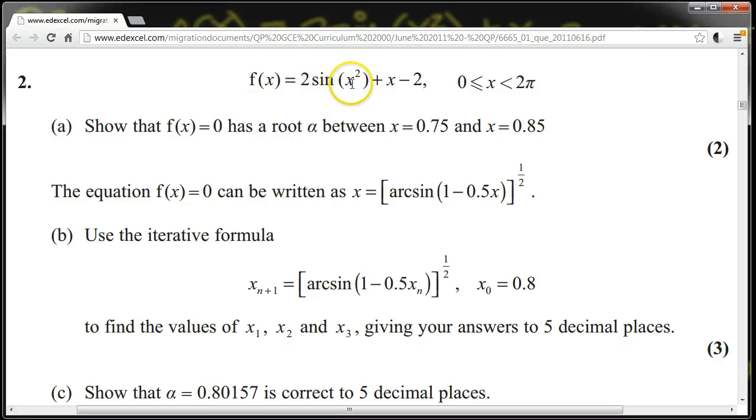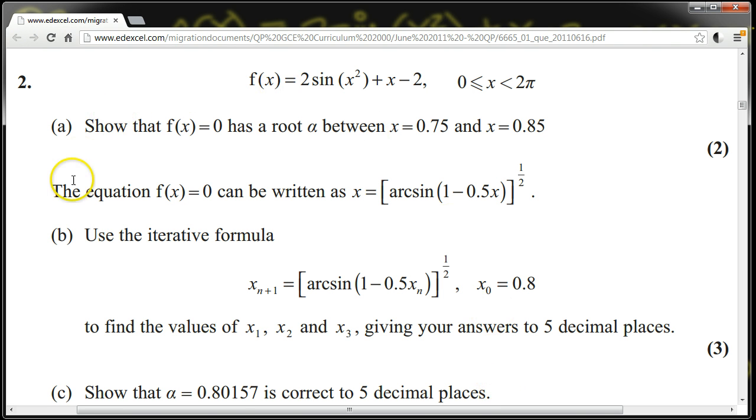f of x equals 2 sine of x squared plus x minus 2 for x between 0 and 2 pi. Show that f of x equals 0 has a root alpha between 0.75 and 0.85. The equation f of x can be written as this. Use the iterative formula, x to the n plus 1 is equal to this, and x0 is 0.8, to find the values of x1, x2 and x3, giving your answers to 5 decimal places. Show that alpha equals 0.80157 is correct to 5 decimal places.